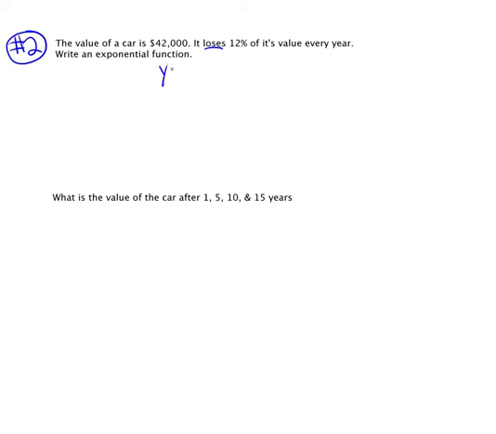So my equation that I would use would be my initial A times 1 minus the rate, because it's a decay. We want to take that rate away for the number of years we have the car. So here's our initial A. So y equals $42,000 times 1 minus, now we have to make that into a decimal, so that would be 0.12.